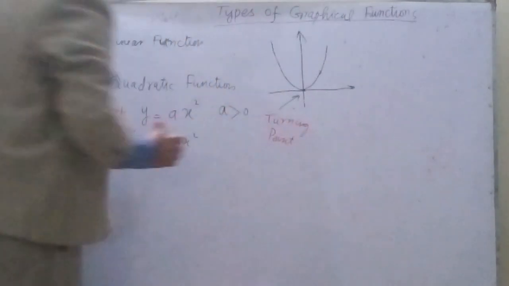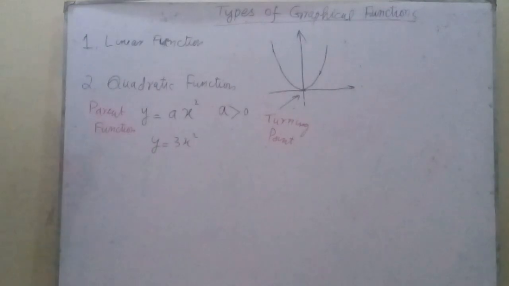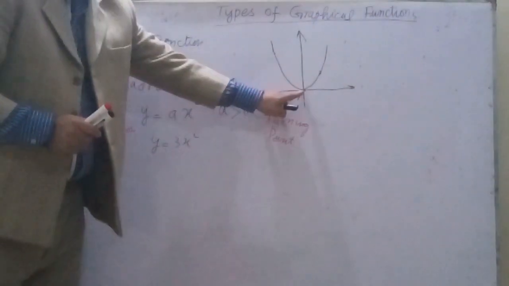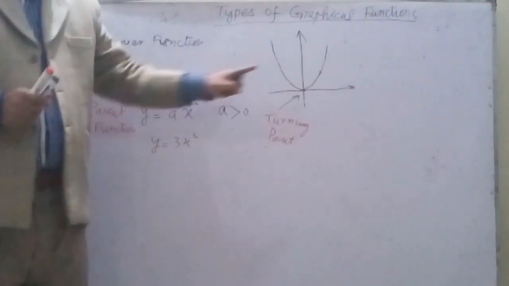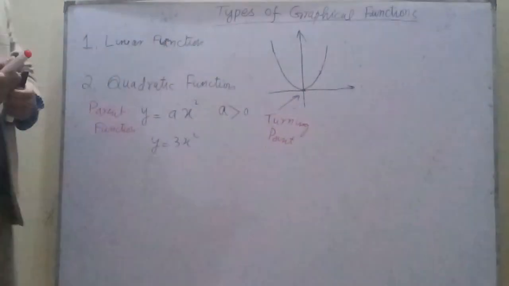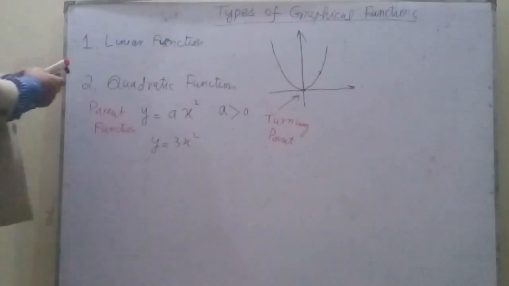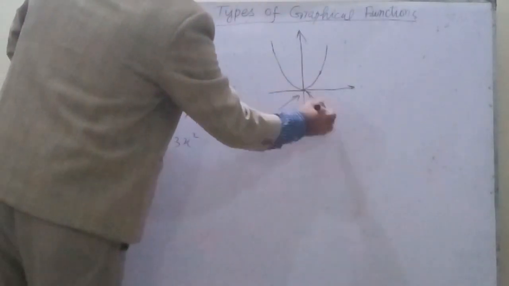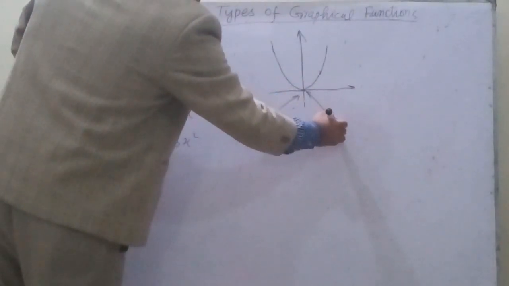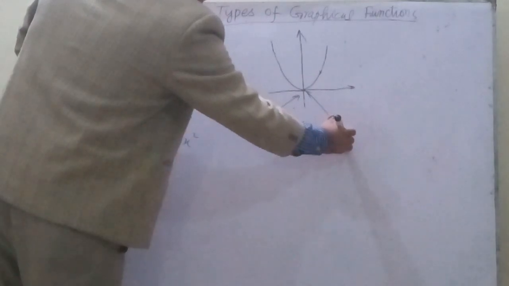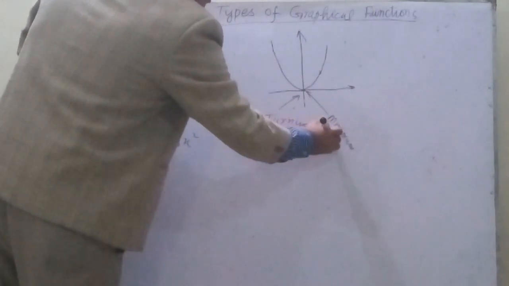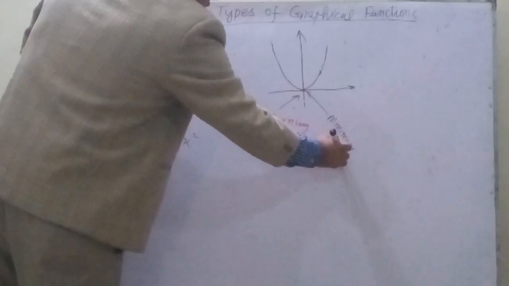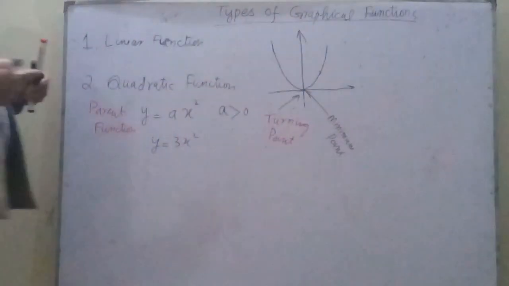This turning point is touching the origin of the x-axis and y-axis, and it is the minimum point. It is the extreme at the bottom of this graph.